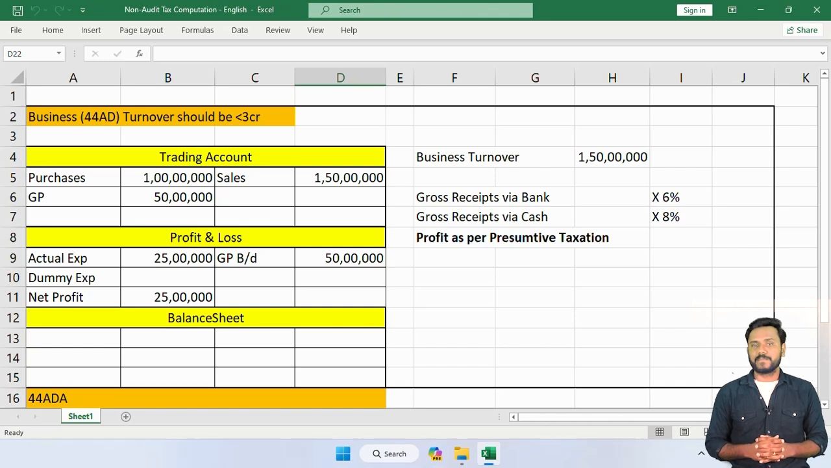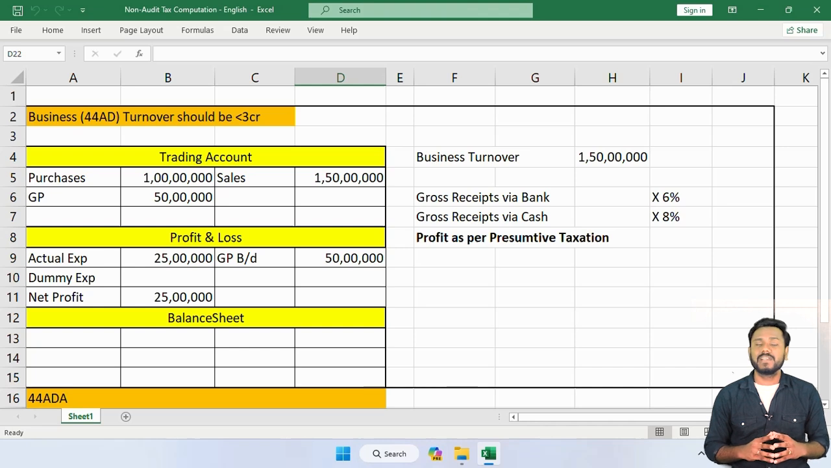Hello friends, welcome. In this video, we are going to discuss what is non-audit, how the profit will be calculated in non-audit scenarios. To reduce the tax compliance burden on small taxpayers, the Income Tax Department introduced a scheme called the Presumptive Taxation Scheme. As per this scheme, you need not conduct an audit for your books of accounts.